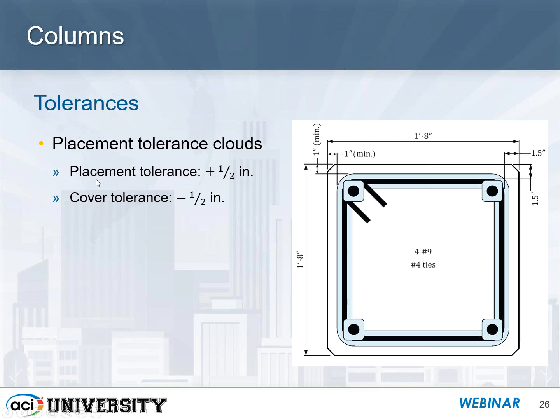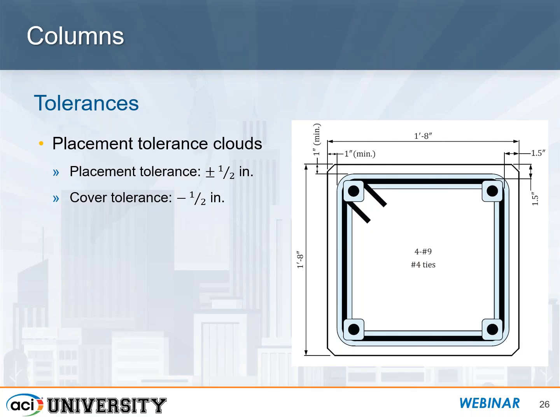If you go to ACI 117, the placement tolerance is plus or minus a half inch. So these bars, these ties can be plus or minus a half inch from where they were originally shown on the drawings. Now there's also a minus half inch cover tolerance. So when you take all of these different tolerances into consideration, this blue region around the bars is the tolerance cloud, where within any of those blue regions, that's where the reinforcement can be.